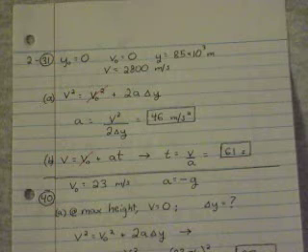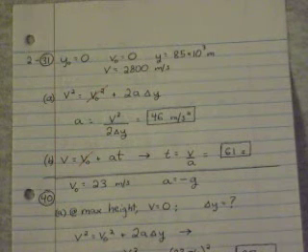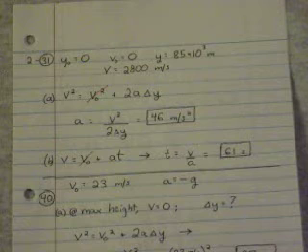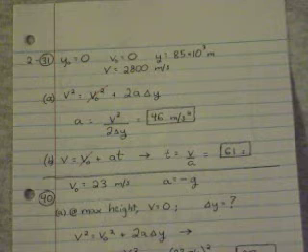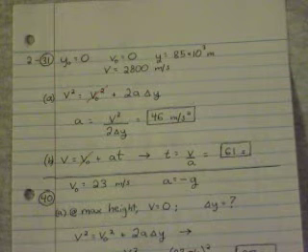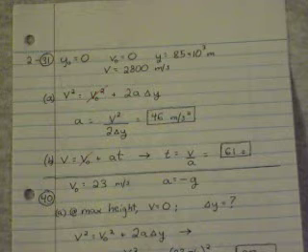Number 31. A rocket rises with constant acceleration to an altitude of 85 kilometers, at which point its speed is 2.8 kilometers per second. What's its acceleration?